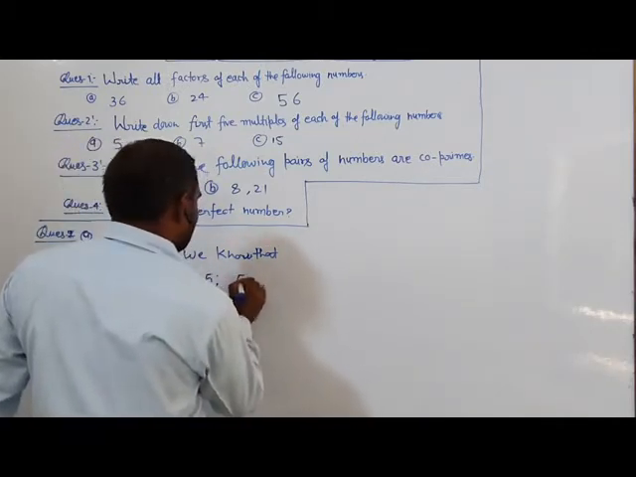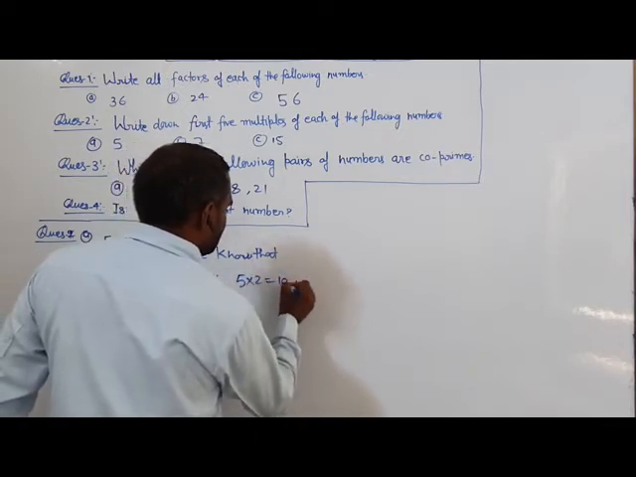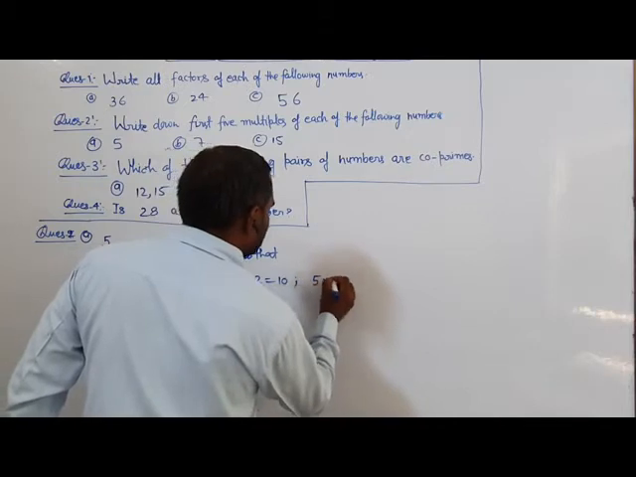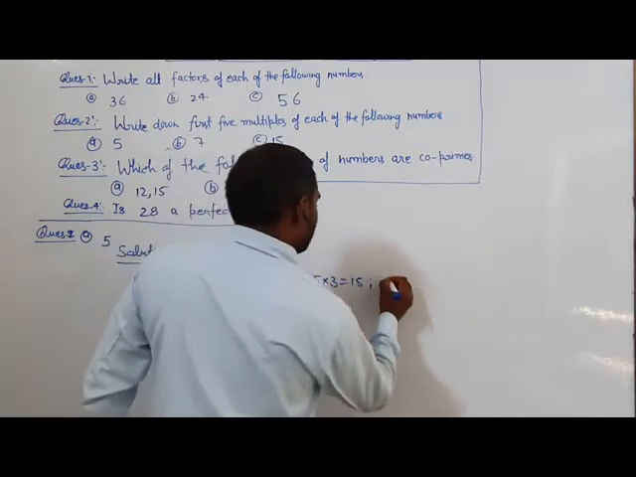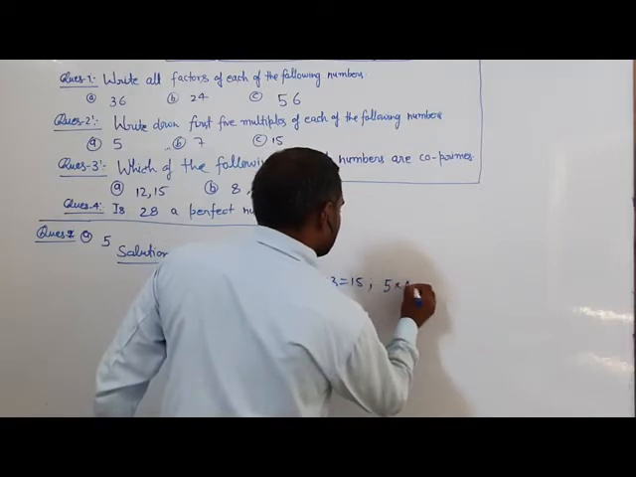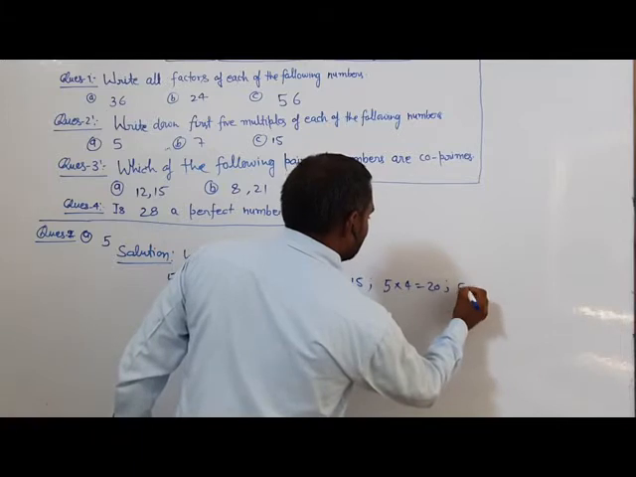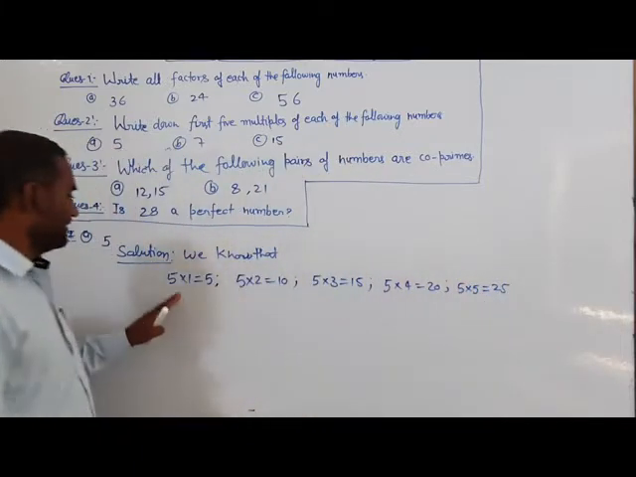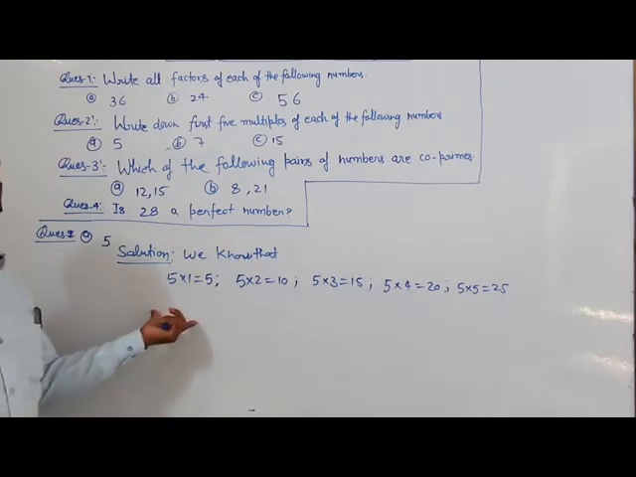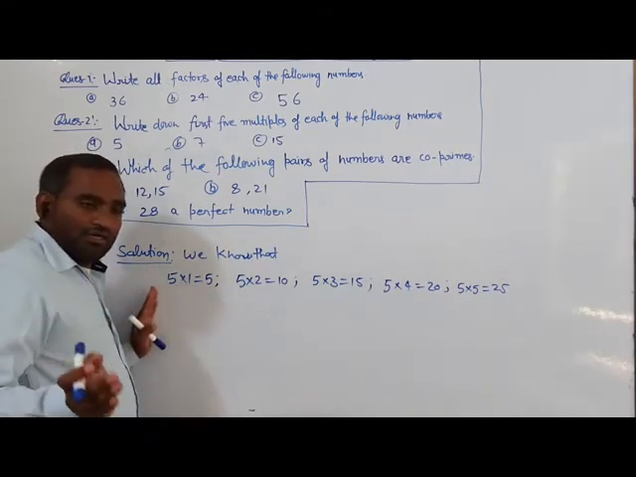Second, 5 into 2 is equal to 10. 5 into 3 is equal to 15. 5 into 4 is equal to 20. 5 into 5 is equal to 25. Here we see that 5 is multiplied by the natural numbers.